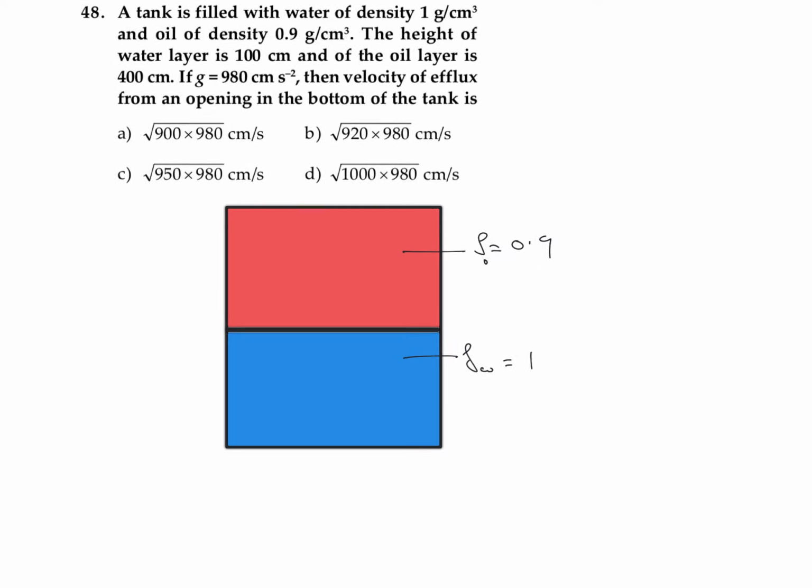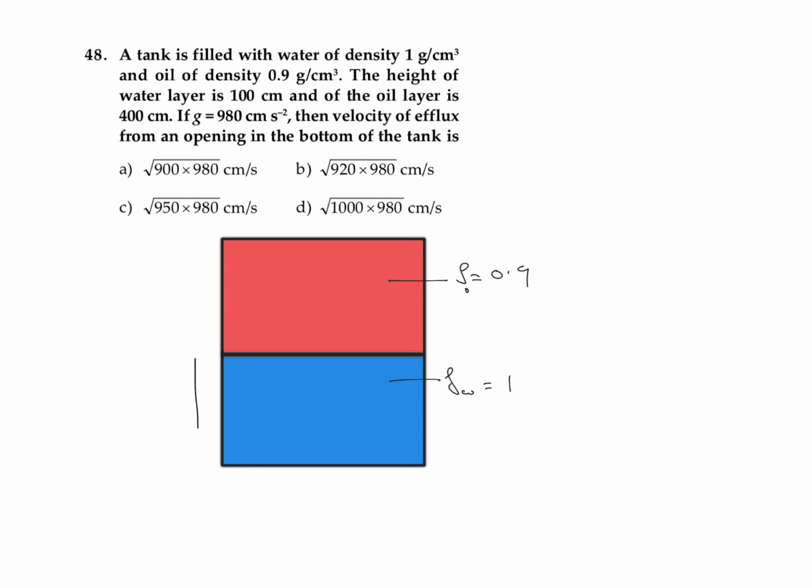The height of the water layer is given as 100 centimeter, and that of the oil layer is 400 centimeter. Acceleration due to gravity is also given, and you can observe that in this question every value is given in the CGS system, and even the answer is given in the CGS system. So we are going to write all the calculations in the CGS system.